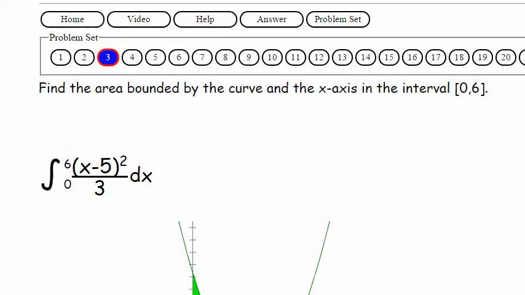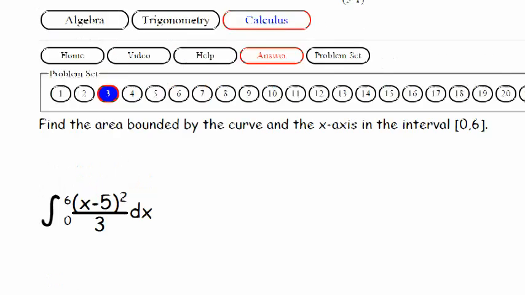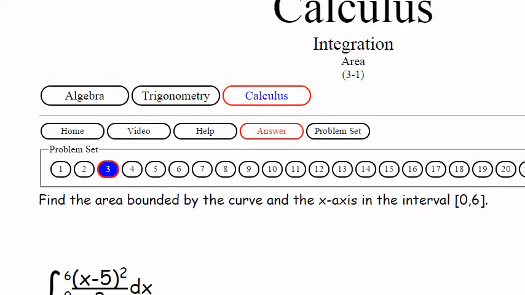Of course, we're not writing that in. Anyway, 14. And remember, I'm leaving off the units here, because it would be units squared of whatever the units are, even though it's not stated in the problem.